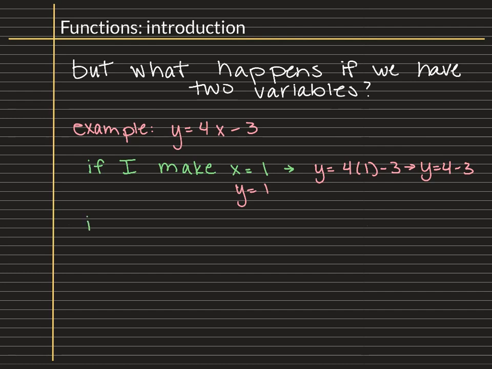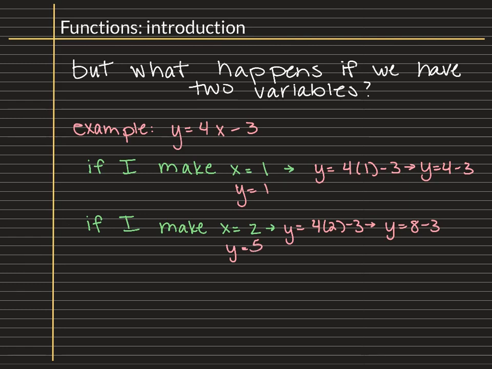And I can do it again. This time I am going to make x equal to 2. So I'm going to take y equals 4 times 2. I'm going to subtract 3 from that. That simplifies to y equals 8 minus 3. And when I subtract 3 from 8, I end up with y equals 5. So if x is 2, y is 5.